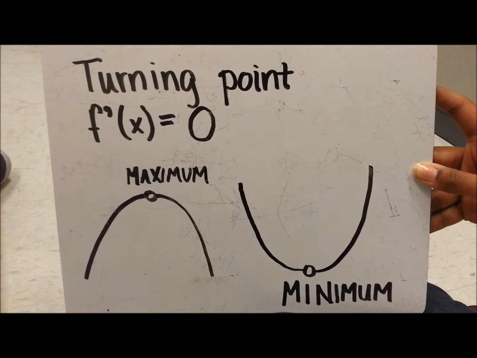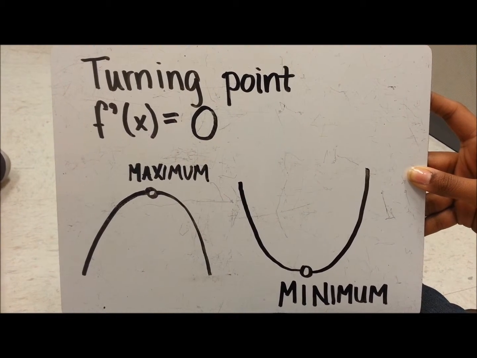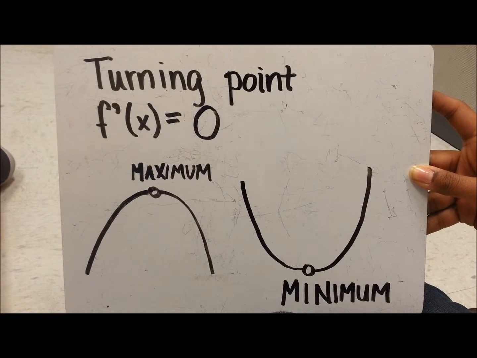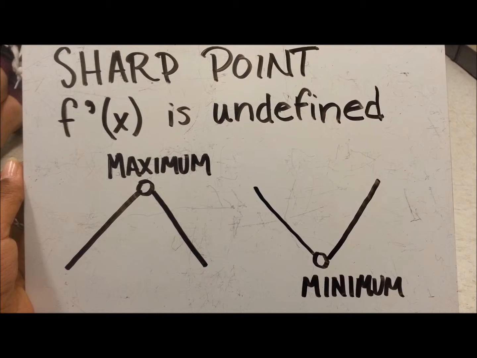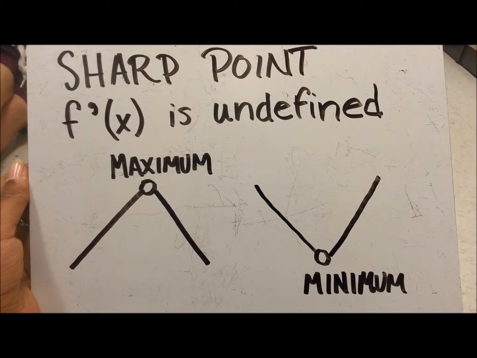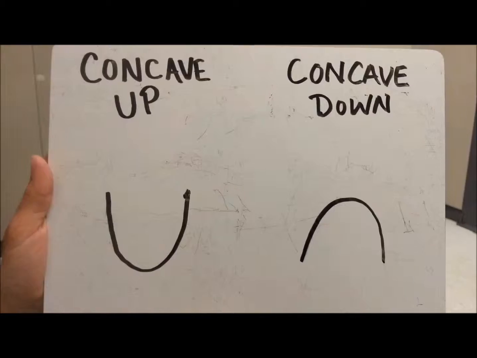The turning point is a gradual change. The slope of the tangent line, f prime of x, is equal to 0. There is a horizontal tangent when this happens. A sharp point is an abrupt change where f prime of x is undefined. In this case, there is a vertical tangent.